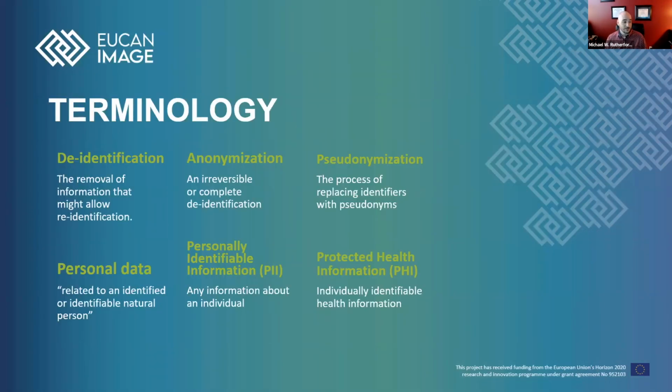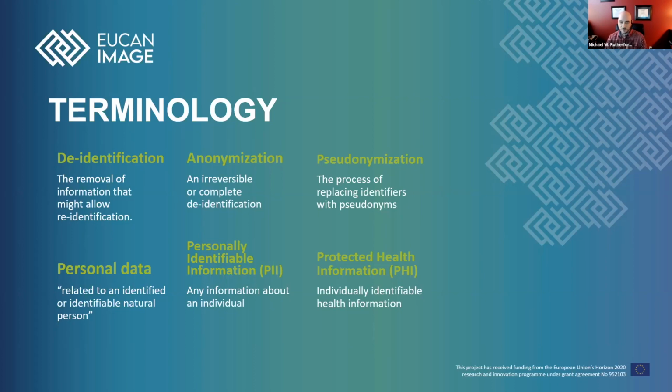For clarity, and Magdalena hit on some of this and brought up some of these terms, I like to use the term de-identification as an overarching term for the removal of information which could allow re-identification. Anonymization and pseudonymization are both widely used in the European GDPR. However, I still see them as mechanisms of the overarching concept of de-identification: anonymization being an irreversible or complete de-identification, and pseudonymization being the process of replacing direct identifiers with pseudonyms.